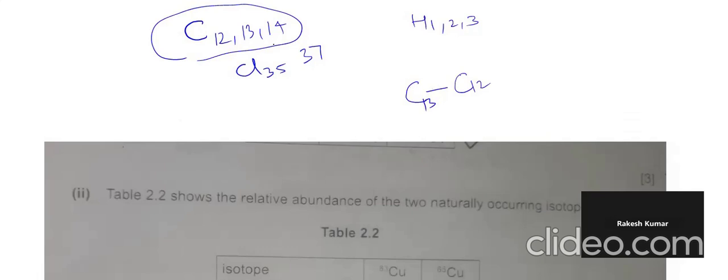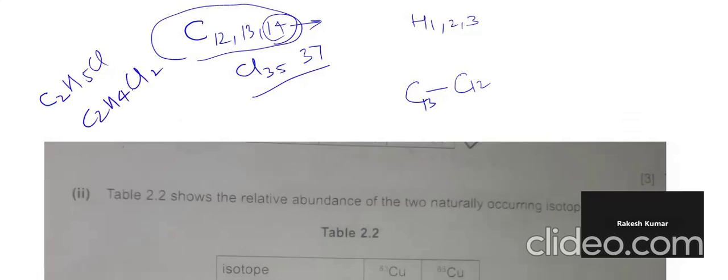C14 is radioactive, it just goes away. Like in chlorine, let's say you have a haloalkane, I'll tell you what that is. Let's say you have C2H4Cl2. Now, there are two chlorines, so this chlorine can be 35 or 37. Here, one can be 35, the other can be 37, both can be 35, both can be 37. Many possibilities are there.